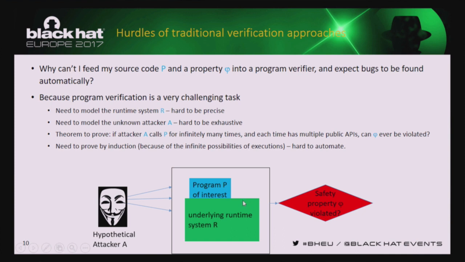Now, even after the modeling, the theorem is also very difficult. Essentially, what you are going to prove is that if the attacker A is able to call program P for infinitely many times, so there is an infinite loop in your theorem, and every time there are multiple public APIs, then can this safety property be violated? So for this kind of proof, because of the exponential and infinite possibilities of executions, you need to do inductive proof, which means you expect the developer to come up with something called a loop invariant and some good lemmas in order for the proof to go through. So this is very difficult to automate.